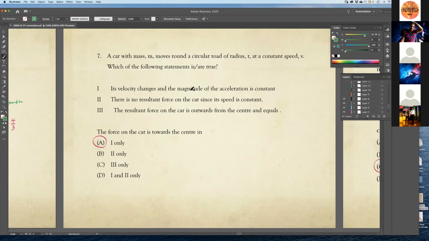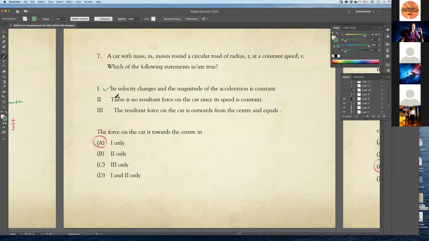So the magnitude doesn't stay constant, though? Yes, I agree to the velocity changing. Sorry, the velocity changes and the magnitude of the acceleration is constant. Sorry, yes, correct. I'm sorry, I read it wrong. The velocity changes and the magnitude of the acceleration is constant. The size of the acceleration. The acceleration is always pointing towards the center, so the direction is changing. But the velocity vector is changing as well. So this is true.